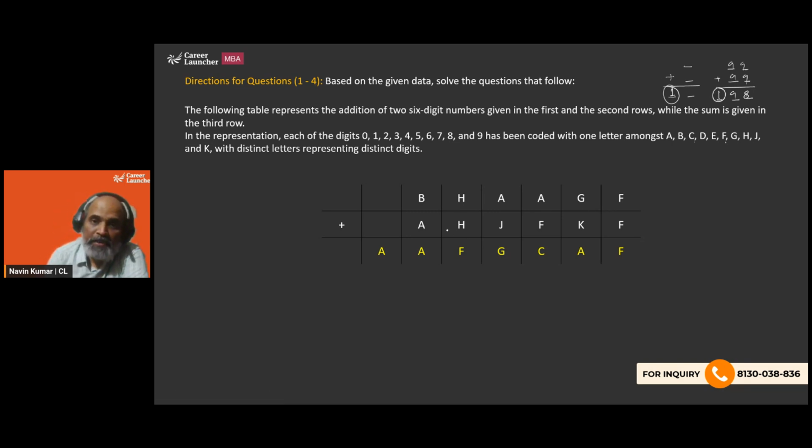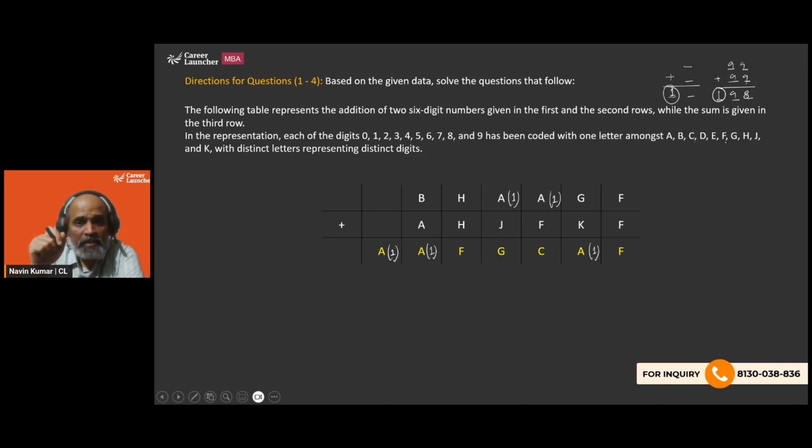So similarly, when we have these two six-digit numbers and when they're added we get a seven-digit number, here this A is supposed to be 1. There is no other digit that can come here. So since A is going to be 1, this is 1, this is 1, this one is 1, this one is 1, this one is 1.